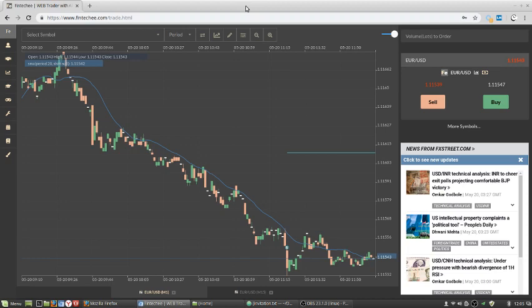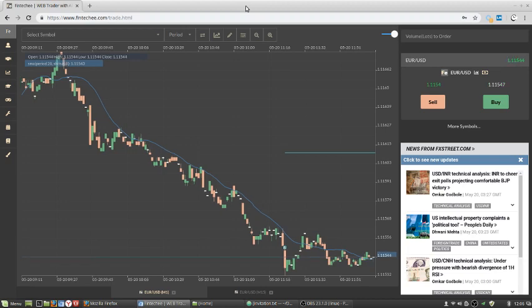So after that bad business trip experience, I decided to create a new trading platform by ourselves. That's why the Fintechy trading platform was released.